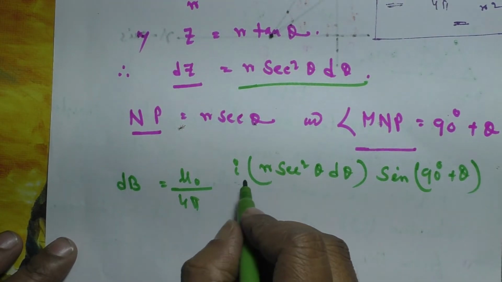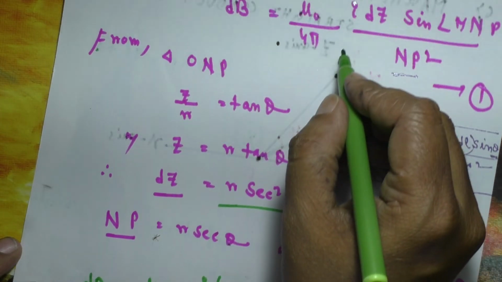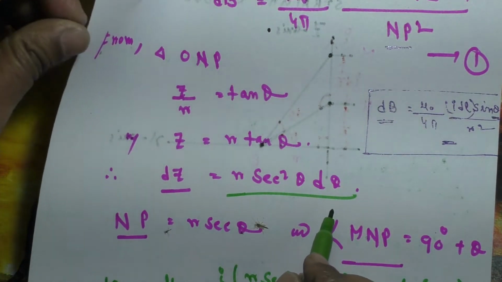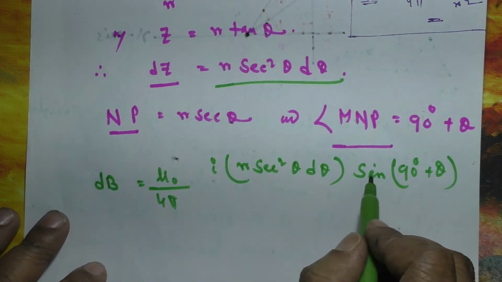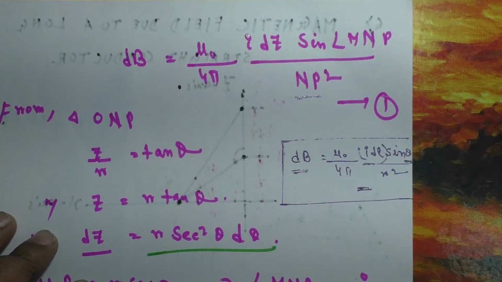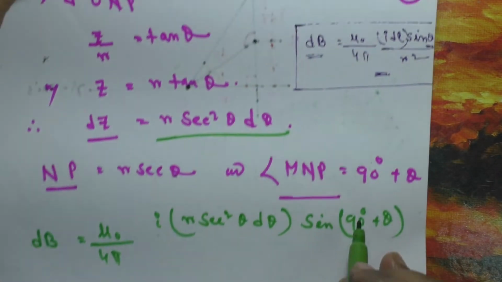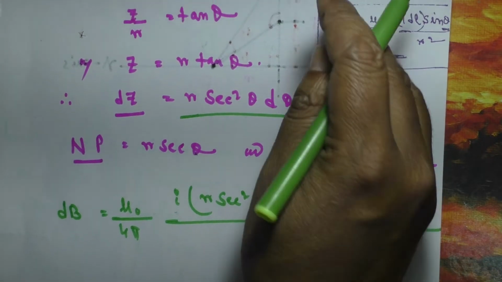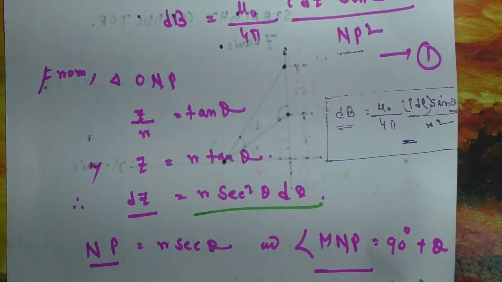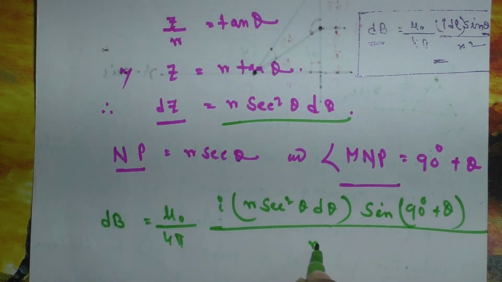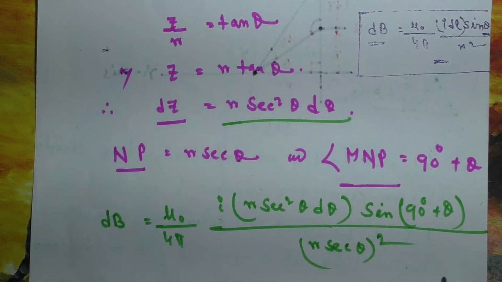dB equal to mu 0 by 4 pi I, in place of dz we write r sec square theta d theta, and sine MNP, angle MNP equal to 90 degree plus theta, and sine 90 degree plus theta, that means cos theta, by NP square, that means NP equal to r sec theta whole square.